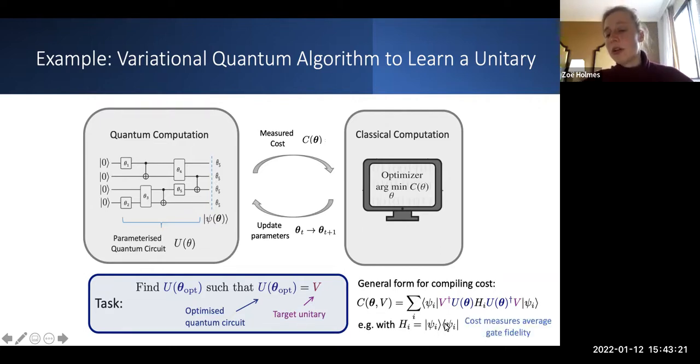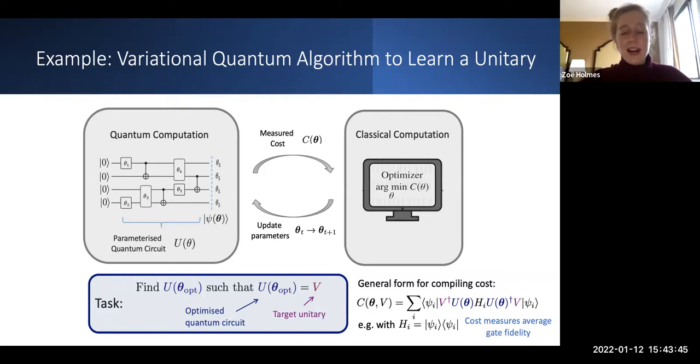Now, there are a number of different choices you could have for your HI here, but a really natural choice will be to just take your measurement operator to be a projector back onto the state psi I. In that case, this cost function just measures the average gate fidelity. That is the fidelity between a state psi I acted on by V and a state psi I acted on by your parameterized quantum circuit U theta, averaged over your different initial states psi I.